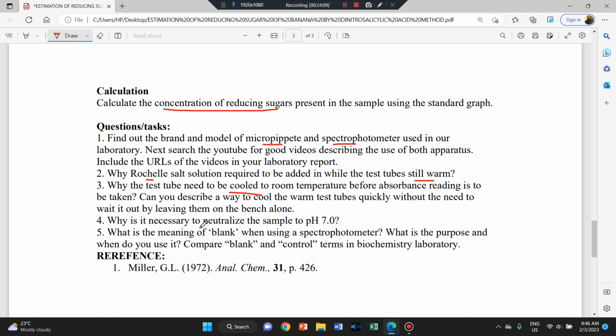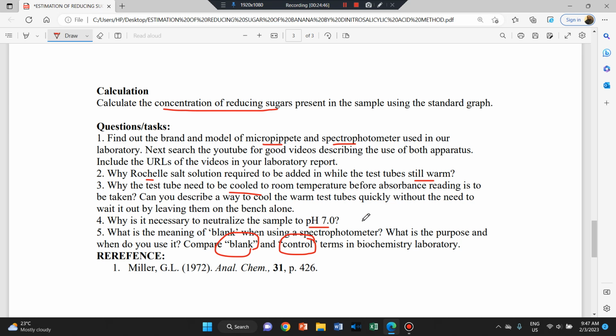So, next one. Why is it necessary to neutralize the sample to pH 7? So let me know. And then this important thing that you will see in biochemistry, what is blank as well as control? So answer that as well. There is a huge difference between blank and control, but when I mark your seniors' practical reports, they are a bit inaccurate in terms of the terminology between blank and control. So find out accurately what is the difference. Okay.